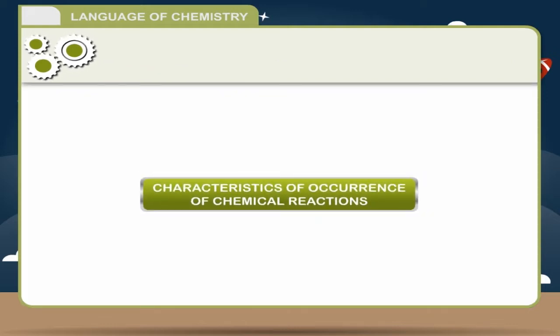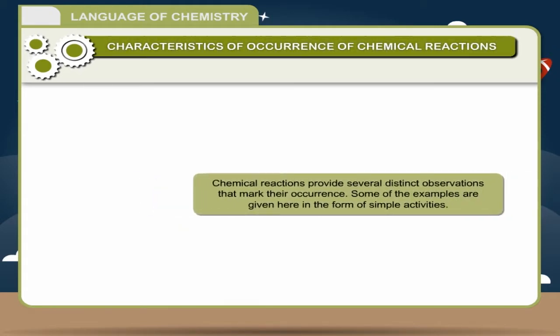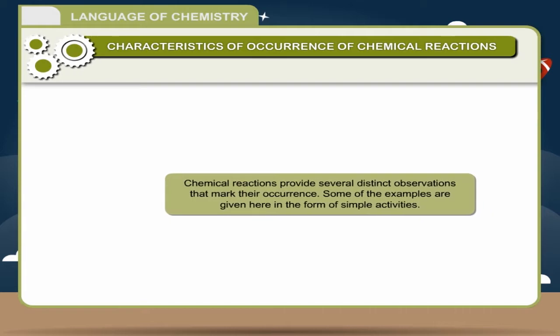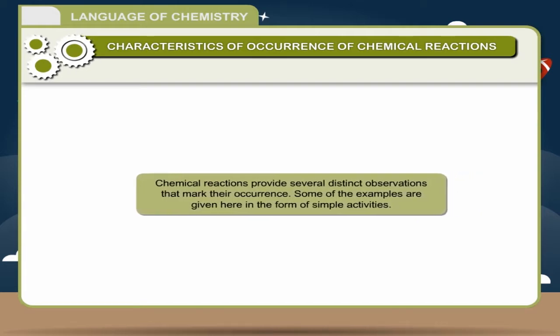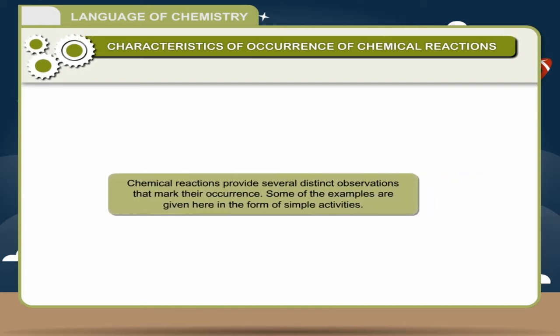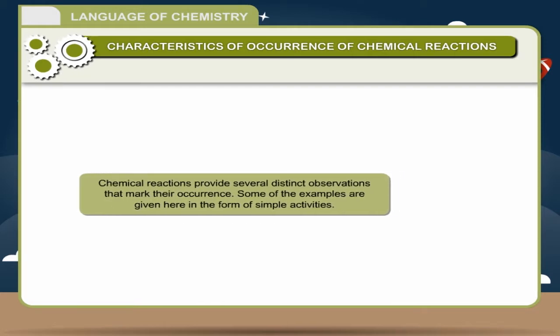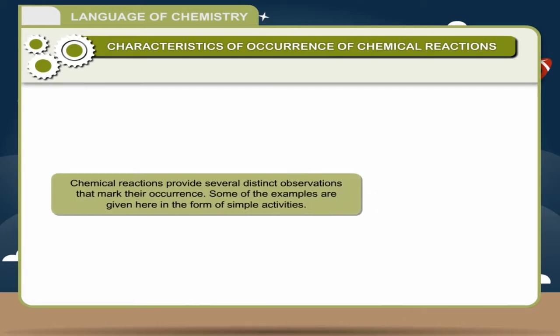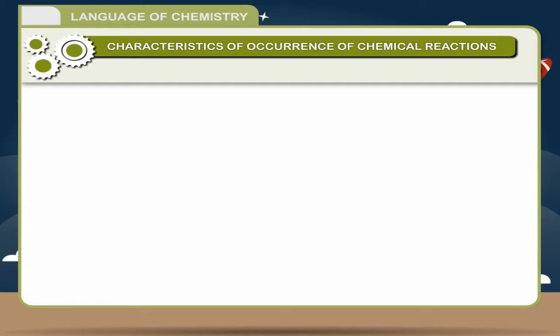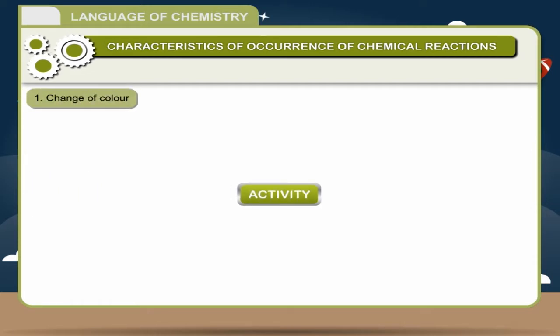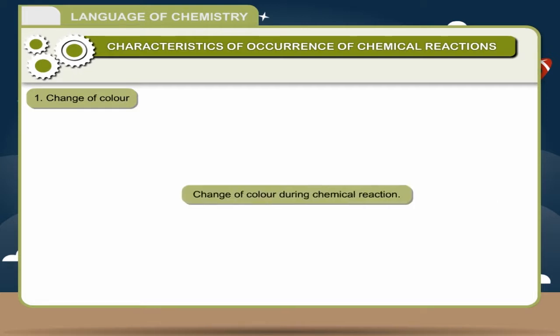Characteristics of occurrence of chemical reactions. Chemical reactions provide several distinct observations that mark their occurrence. Some of the examples are given here in the form of simple activities. 1. Change of color. Activity. Change of color during chemical reaction.